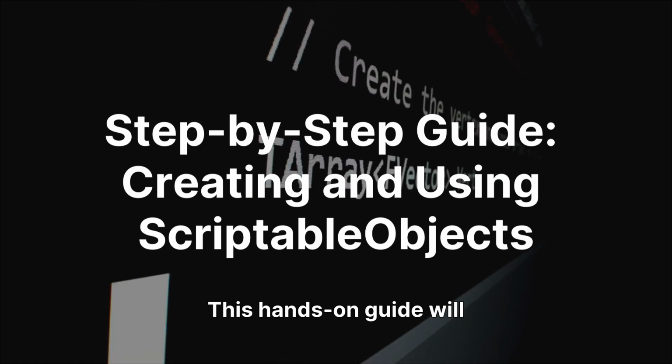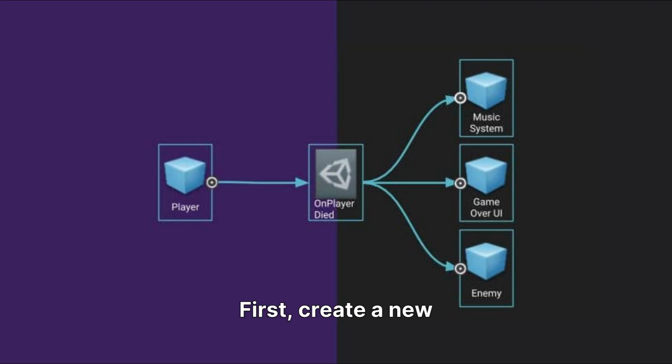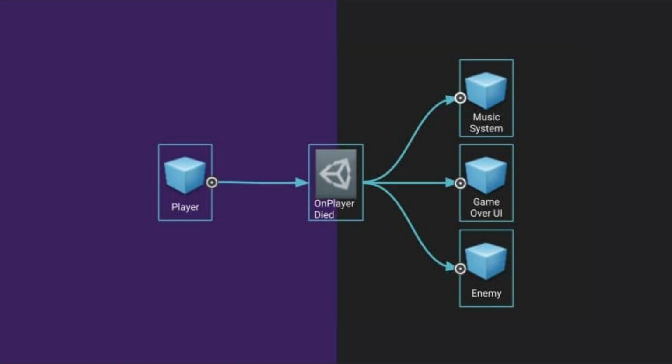This hands-on guide will demonstrate how to implement these concepts in your own projects. First, create a new C# script in your Unity project, for example, named Item Data. This script will serve as the blueprint for your custom data asset. Open the script and change its inheritance from MonoBehaviour to ScriptableObject. This crucial step transforms it from a component into a pure data asset.